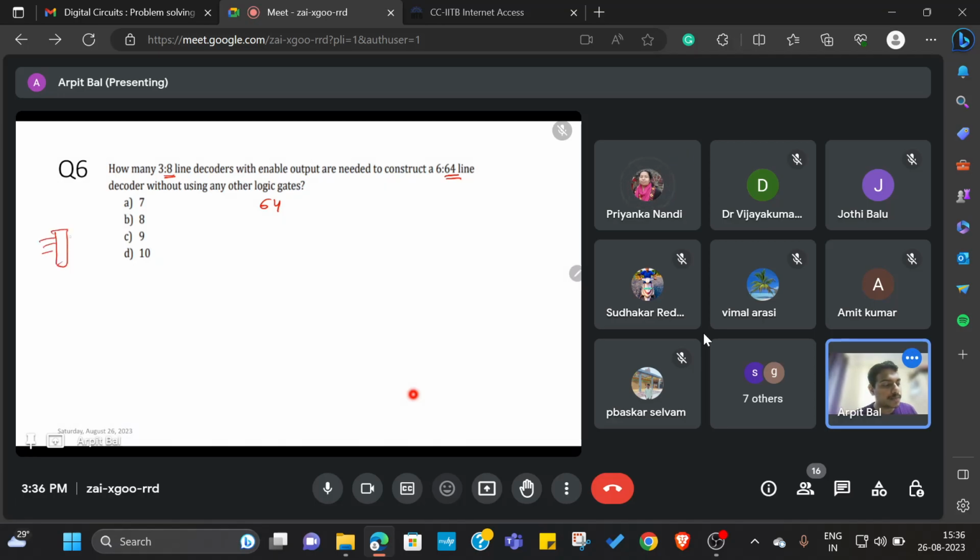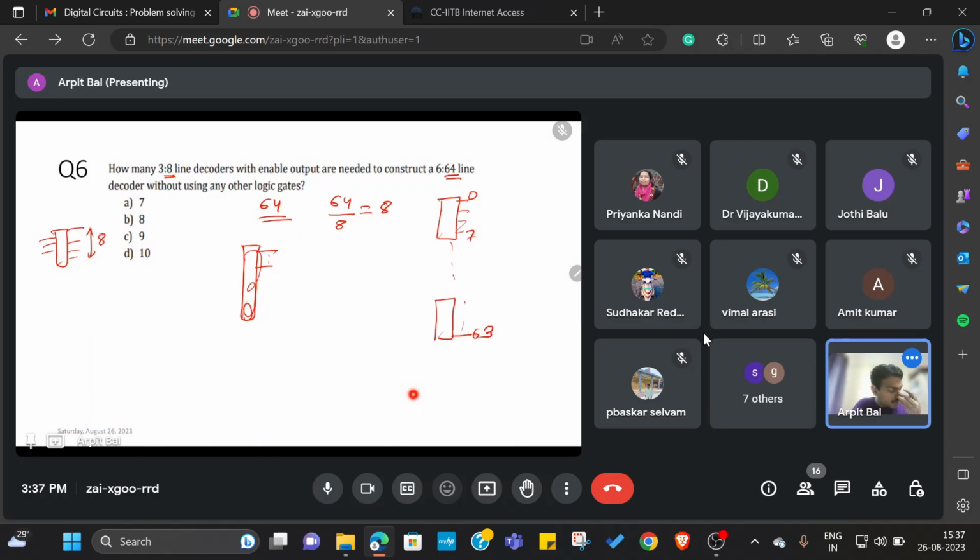8. Yeah, so we have 8 outputs and we need 64 outputs. So what we can do is simply 64 by 8 will be the number of decoders that are required at the output end. So we have our output end ready. Outputs 0 to 7, similarly dot dot dot, it will be till 63.